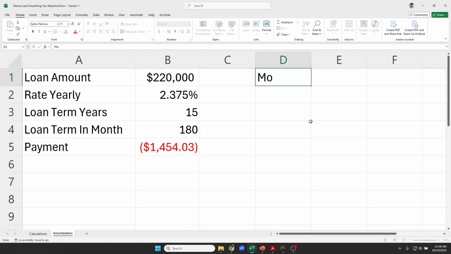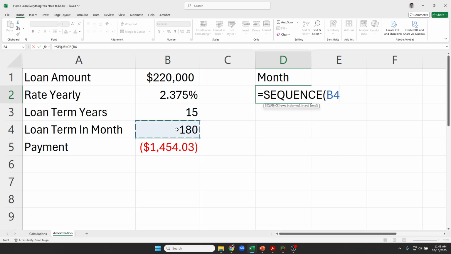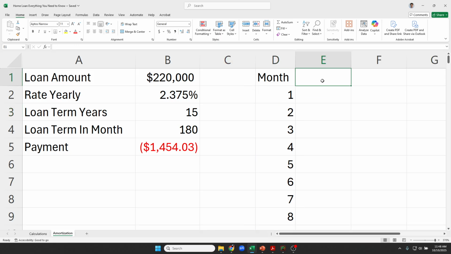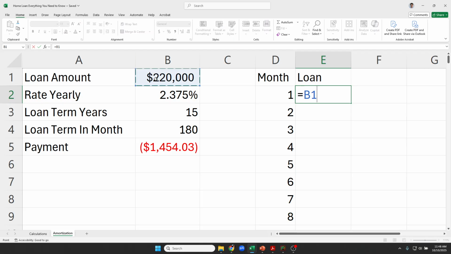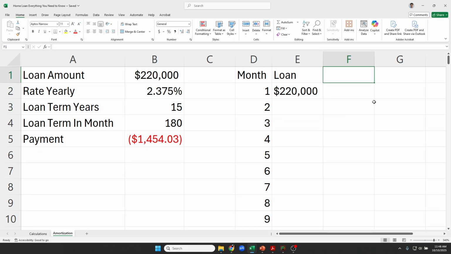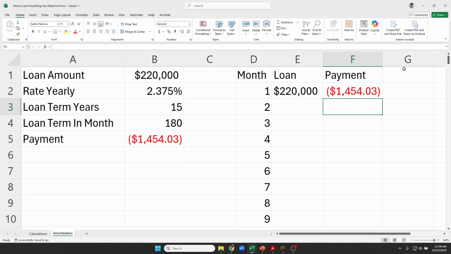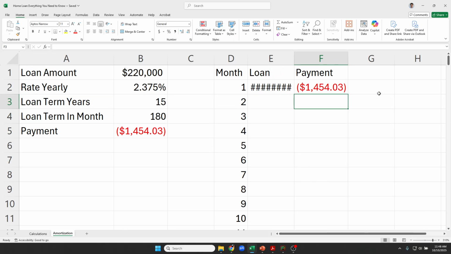So I'm gonna create some months here. I will use something called the sequence function and select this 180. So that will create 180 rows for me. And then I will say loan here. So for the first month I have a 220,000 loan, the entire money. I didn't pay anything yet. So when I make the payment of this, I'm gonna freeze that by typing a $ sign before and after. So that freezes it because I will copy that all the way down.